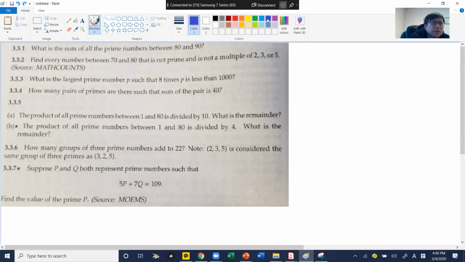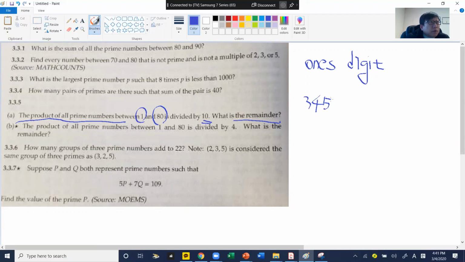They want to find the product of all prime numbers between 1 and 80, right? So I listed them. It is divided by 10, and then they want to find what? Before finding the limit, they just ask, when you divide the product by 10, what is the remainder? Which means you only check the ones digit. You don't divide them, you just check the ones digit to get the remainder when you divide by 10. Like this one, 345 divided by 10.